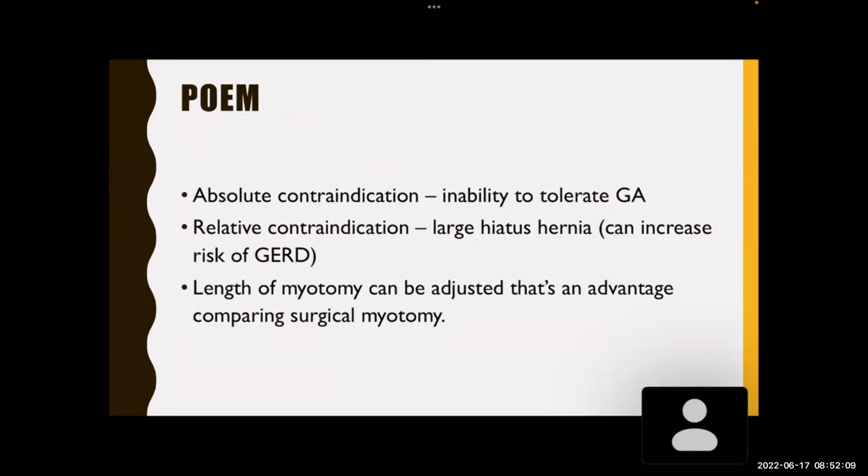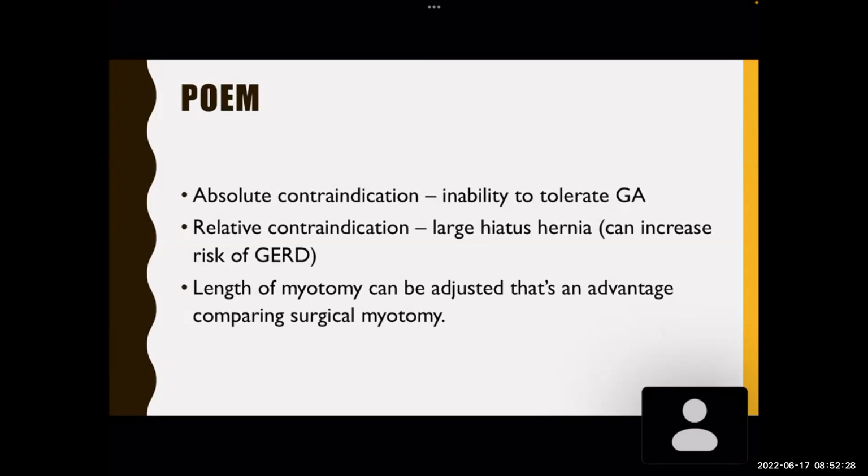So what are the contraindications for POEM? If the patient is not able to tolerate general anesthesia, because POEM is done under general anesthesia. And a relative contraindication is an associated large hiatus hernia, because in POEM we are doing only the myotomy, we are not doing a fundoplication. So in case of a large hiatus hernia, it can increase the risk of GERD.